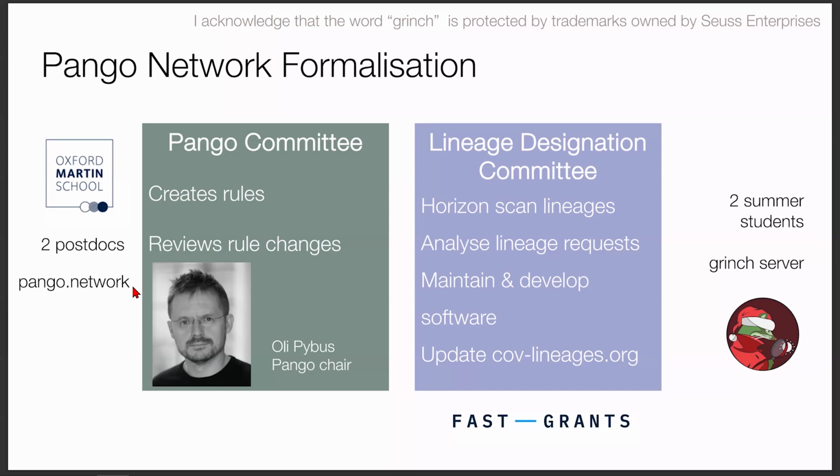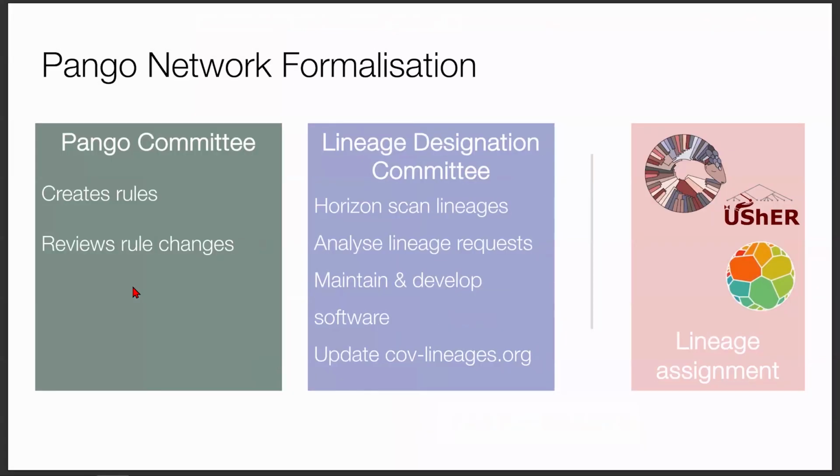And just to point out that the Pango network has had some support. Ollie's Oxford Martin School provided funding for 2 postdocs for a year of curation, and also provided funding for the Pango network website. And then I got some money that supported the efforts of the lineage designation committee for a time, and had 2 summer students, and also managed to buy a dedicated Grinch server, which was named after the variants that stole Christmas.